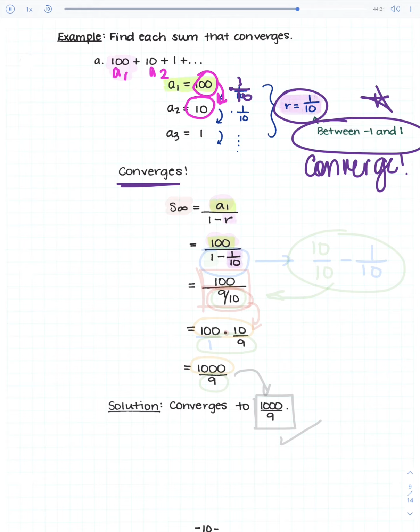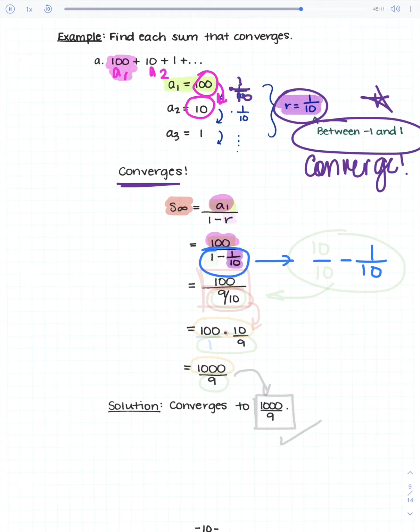That's your formula. Well, the formula says that your infinite sum, S with the little infinity symbol, will be to take your first term, your A1, which is 100, and divide it by 1 minus R, where your R in this one we found out was, our common ratio R was 1 over 10. Well, how do you do the bottom, the 1 minus 1/10? Well, you need to get a common denominator of 10. Well, you've got the 1/10, that one's fine.